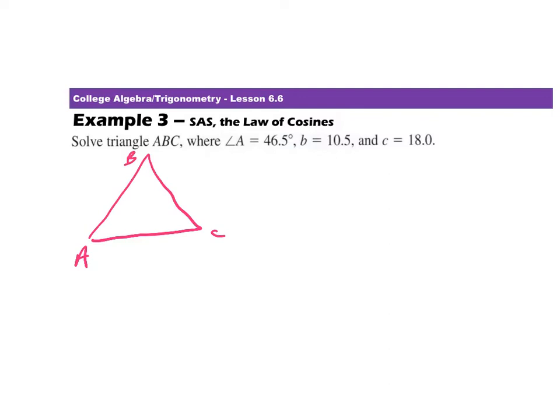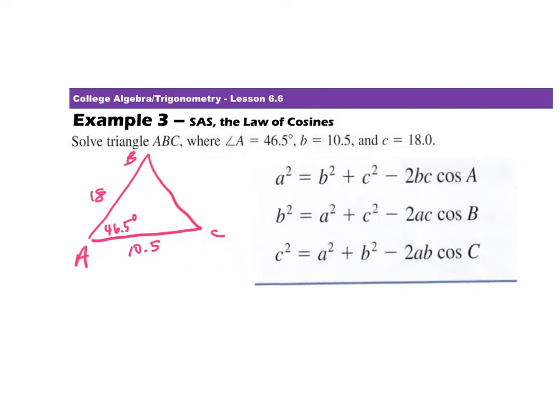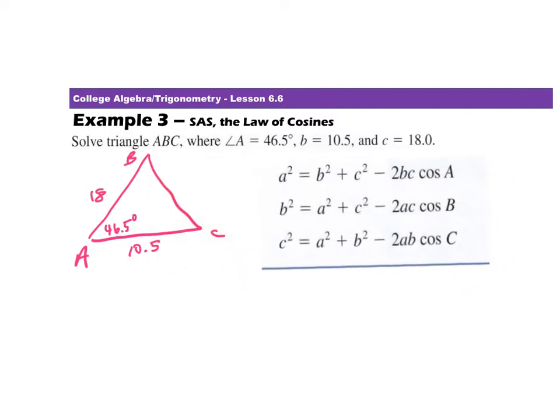So angle A, they're telling you, is 46.5 degrees. They're telling you side B is 10.5, so I'm going to put it across from angle B. And side C is 18, so it's across from angle C. Now, I can't use the law of sines here because I do not have a side and its corresponding angle measure, correct? So I personally am going to find side A. I think that's going to be the easiest, so I'm going to use this formula.